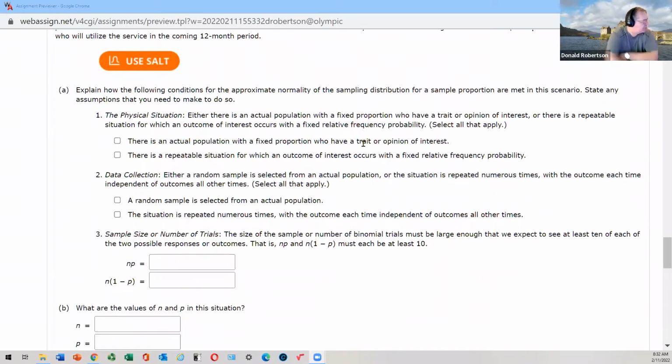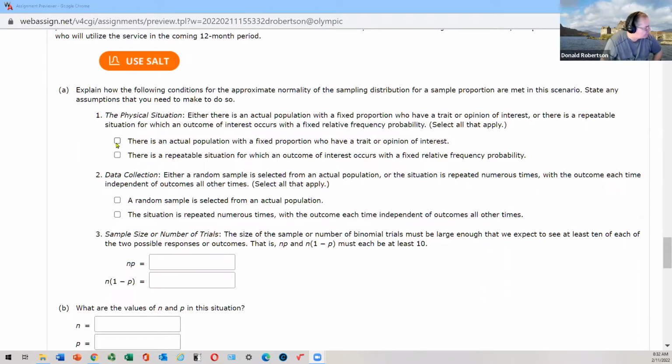So let's see what their questions are. You know, WebAssign likes to make a meal of some things. Explain how the following conditions for approximate normality of a sampling distribution for the sample proportion are met in this scenario. First thing, the physical situation. Either there is an actual population with a fixed proportion who have a trait or opinion of interest, or there is a repeatable situation.